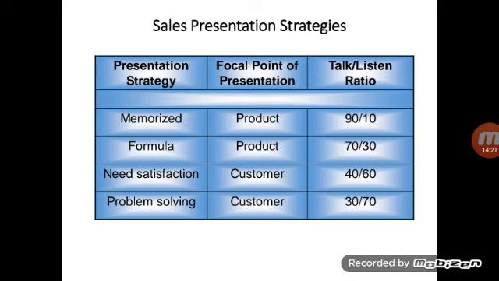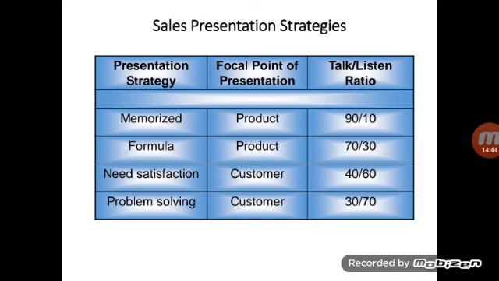Next strategy is formula. Formula strategy is where you focus on your product. So you will have some kind of marketing formula that you will apply to your product, and when it comes to formula, you will do 70% of the talking and you will do 30% of the listening ratio.